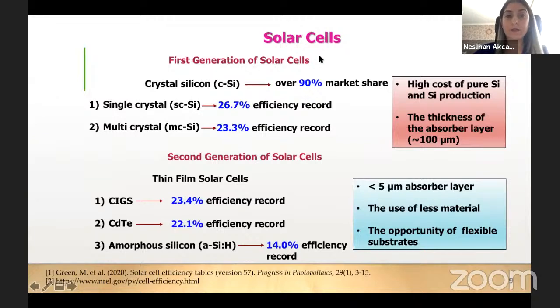Actually, solar cells are classified into three main groups. The first group includes crystalline silicon-based, wafer-based solar cells, and the second generation of solar cells comprises thin film solar cells, such as CIGS, cadmium telluride, and amorphous silicon. And the third group of solar cells includes organic solar cells with emerging cell structures.